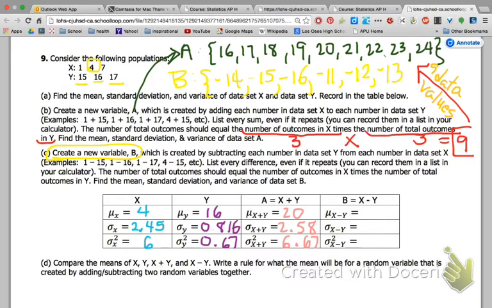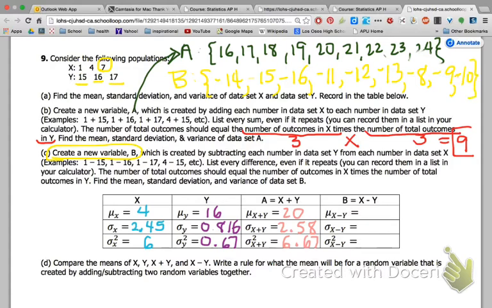And then I'm going to repeat that process, but this time I'm going to use the 7. So 7 minus 15 is negative 8. 7 minus 16 is negative 9. And 7 minus 17 is negative 10.